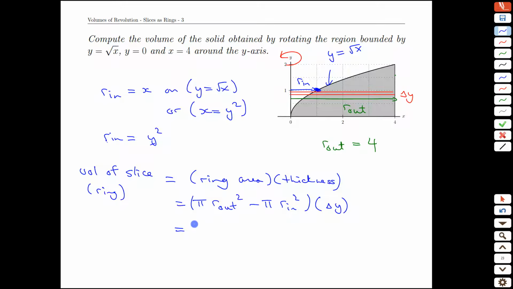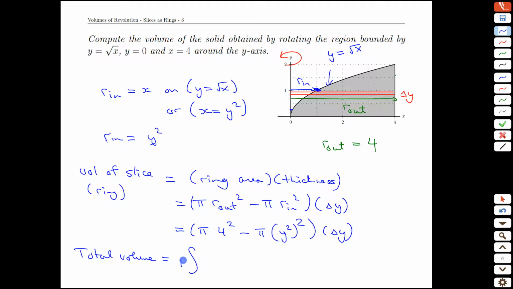And now we can fill in these values. The outer radius is always 4. Careful to get the order right, and we're going to square that. The inner radius is always y squared, and be careful, because we're putting that into a circle, we're also squaring that. And that gives us everything we need to find the volume of a slice. If someone tells us where we're cutting the slice as a function of y, we plug our y value in, we get the inner radius, the outer radius, we can get the volume spinning that around with thickness delta y.